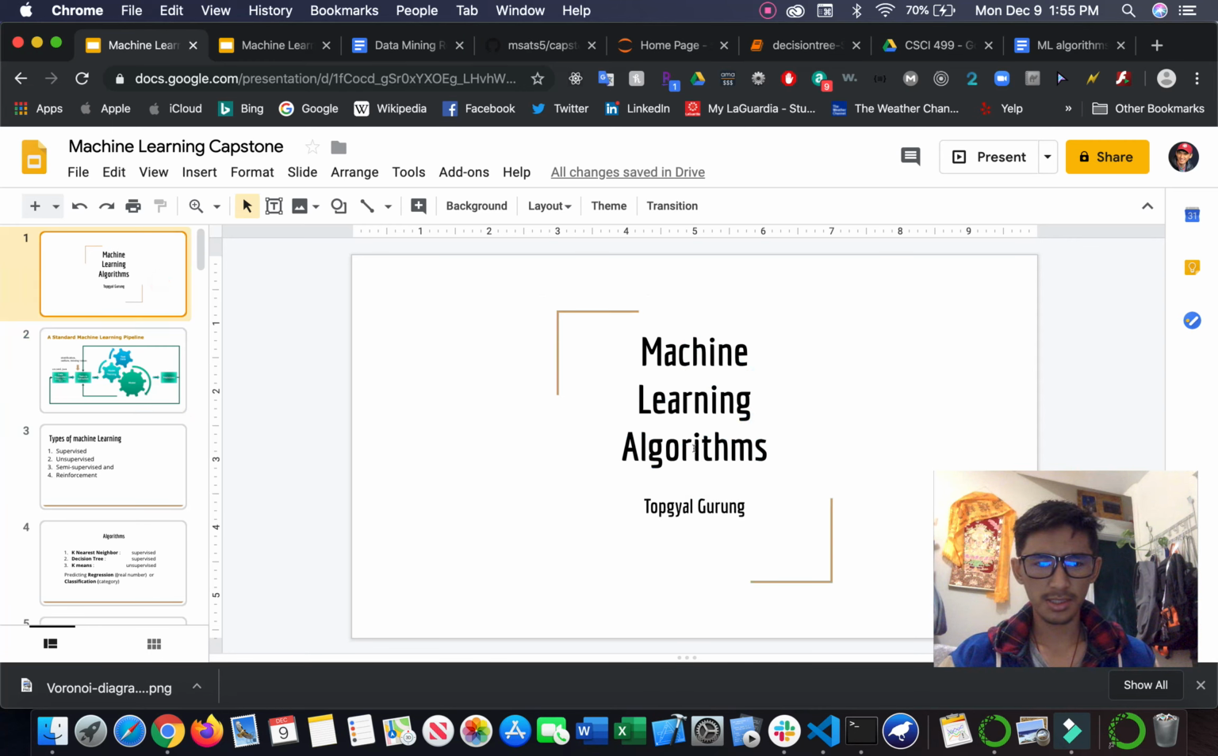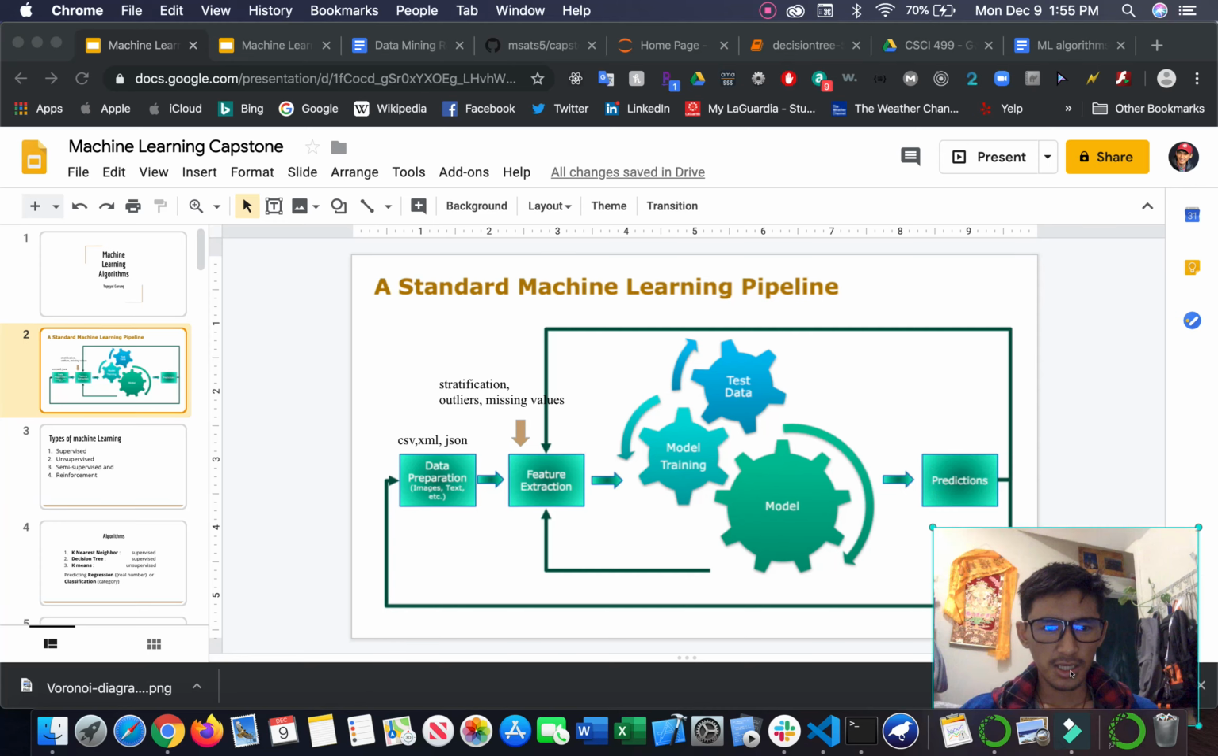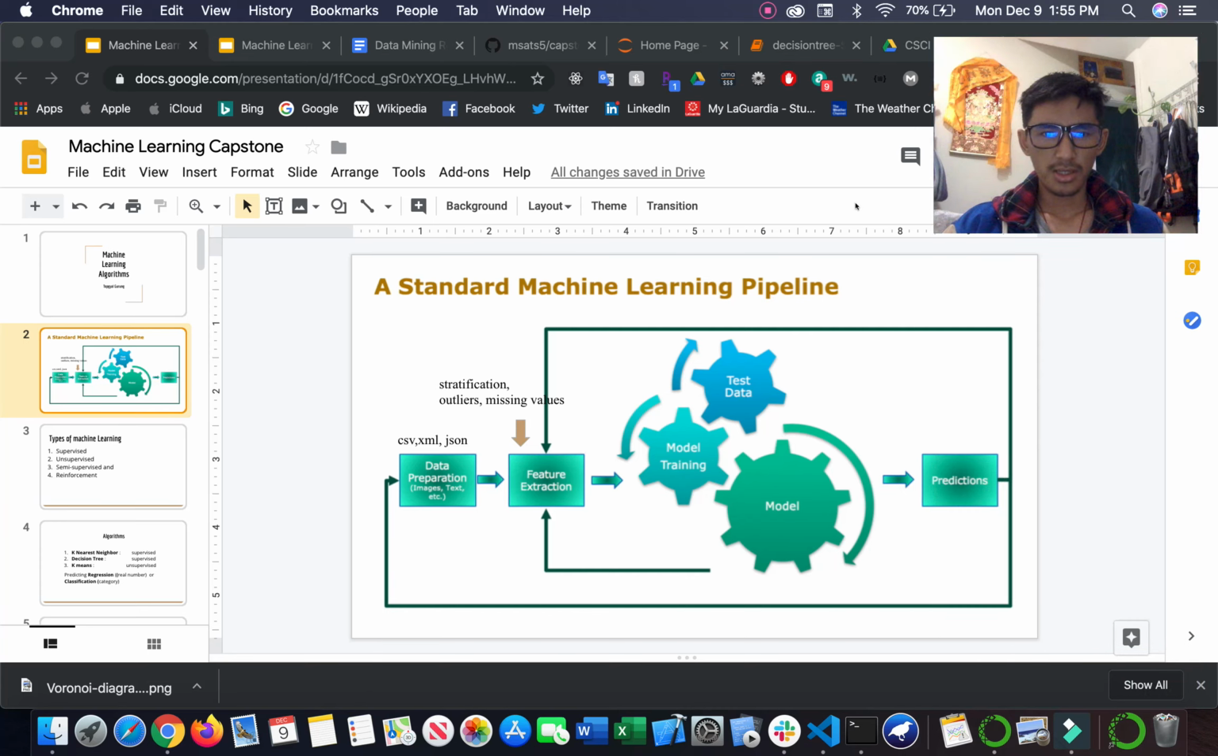This is a presentation for my capstone. Hopefully, I'll try to give you a basic picture of how machine learning algorithms work. I'll start with the standard machine learning pipeline.